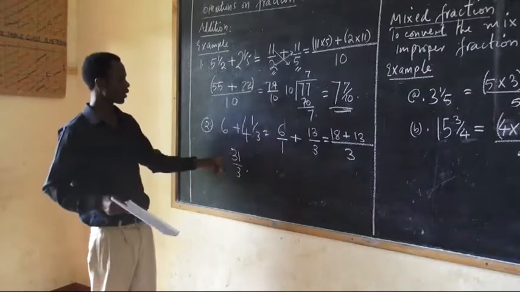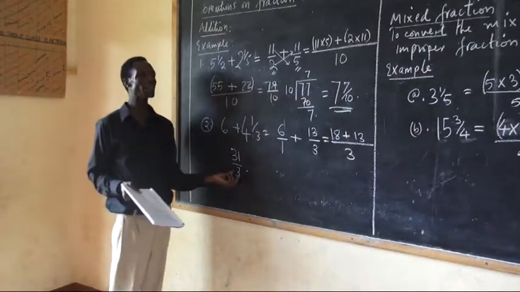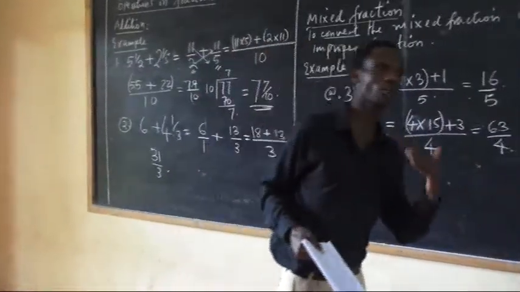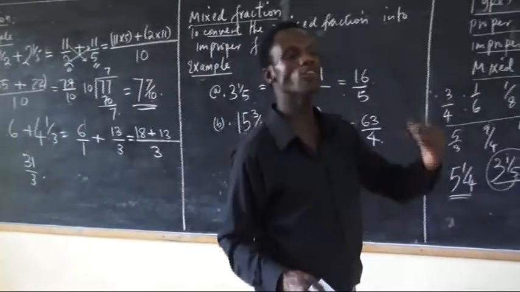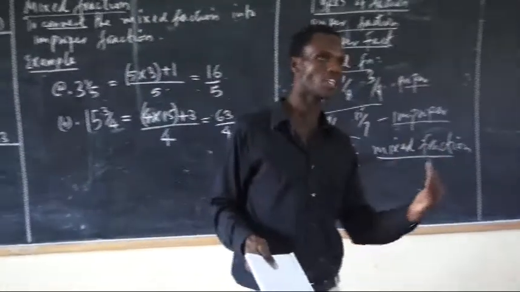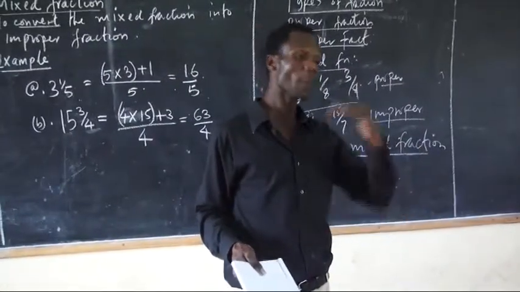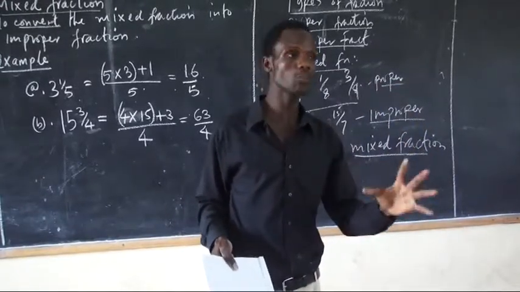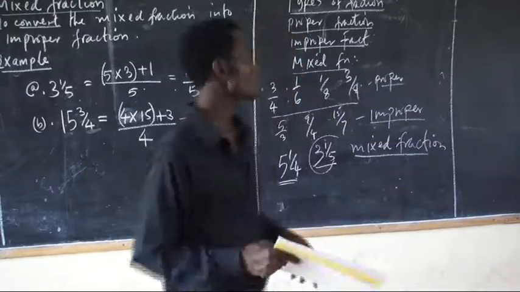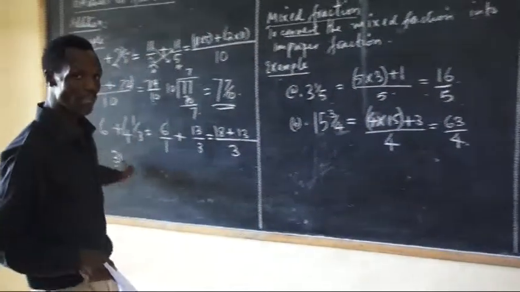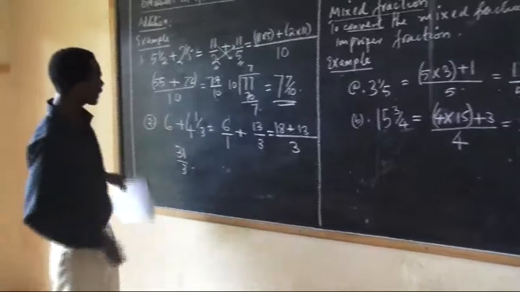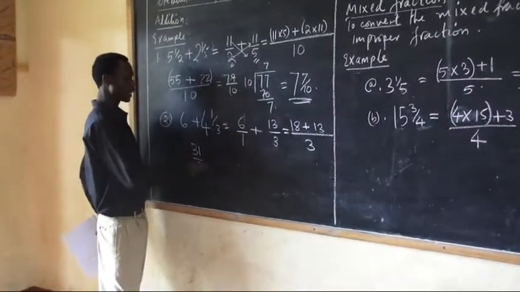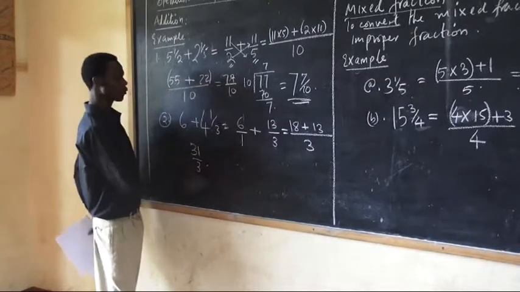Now we have got an answer here, but this is not the correct answer because the question was given in terms of mixed fraction. Now we need to find an answer in terms of mixed fraction too. Sawa, tumepewa swali katika sehemu mchanganyiko. Tunahitaji kutafuta jibu pia katika sehemu mchanganyiko. So this is an improper fraction. Kubadilisha hii kuwa mixed fraction, we take the numerator divided by the denominator.